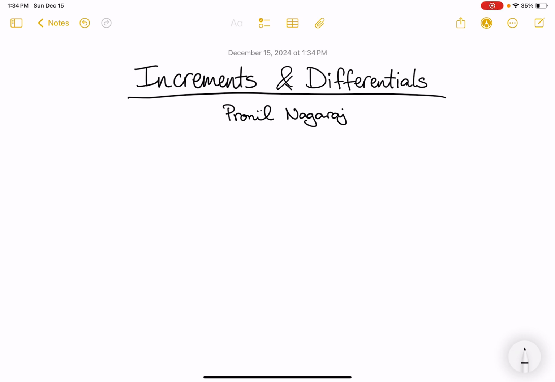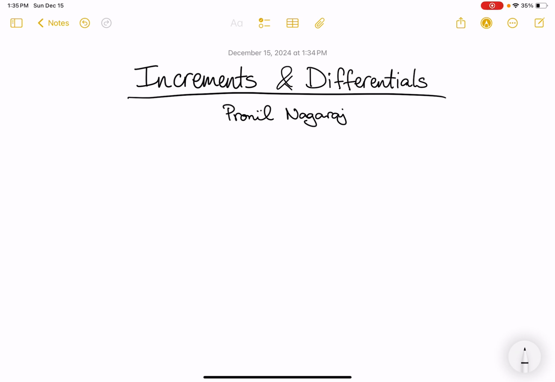Hello everyone, my name is Pranil, and today we're diving into the world of multivariable calculus to understand increments and differentials. These concepts will help us analyze how small changes in variables, like x and y, affect a dependent variable z. So why is this important? Well, understanding this is crucial for real-world applications. For example, when designing a machine, modeling physical systems, or even training a machine learning model, we care about how small changes in one factor influence the system as a whole.